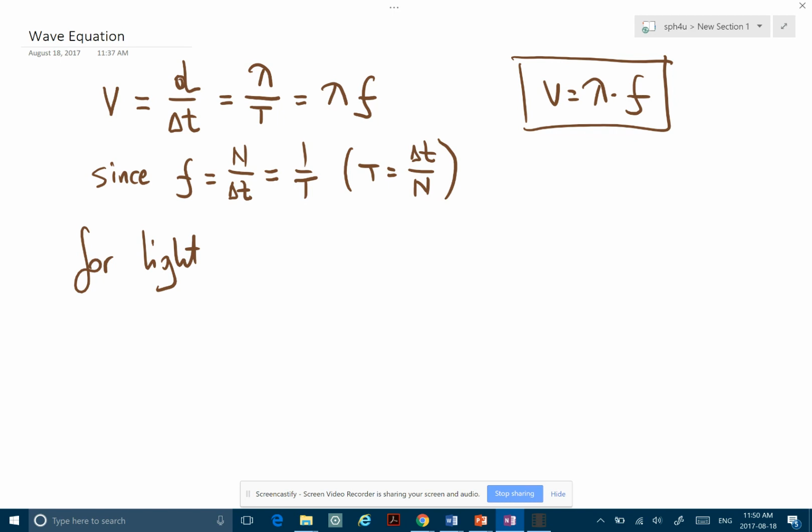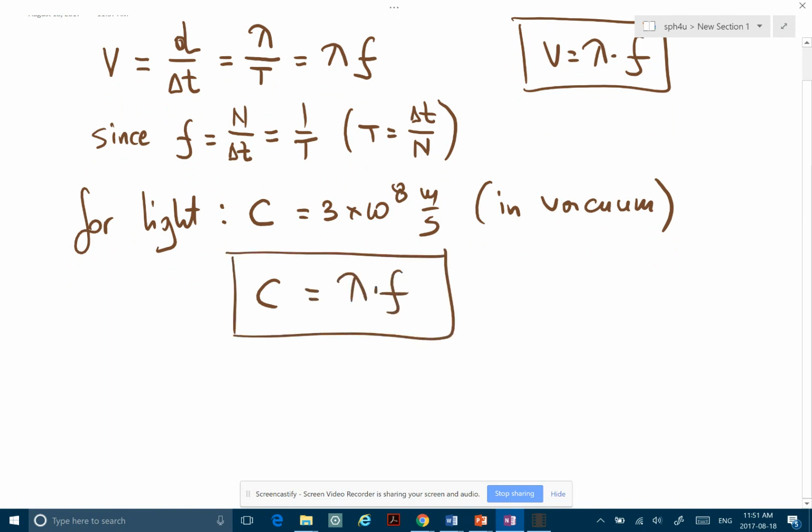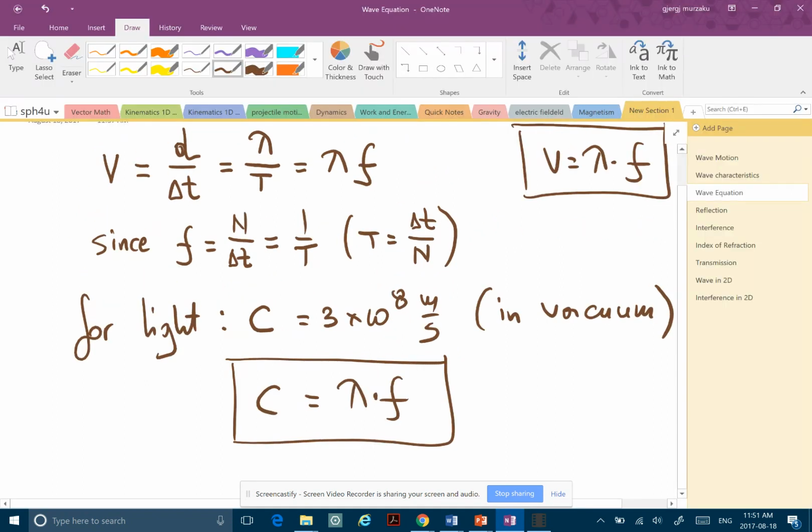Now the speed of a light wave is c, which is 3 times 10 to the power of 8 meters per second. Bear in mind that that is only in vacuum, or roughly in air. In other media, the light will slow down. So for light, the equation becomes c equals lambda times f, okay? Light is a wave, which we will show, that yes, indeed, light is a wave. So that's the main equation for any waves, mechanical or light or sound, okay?